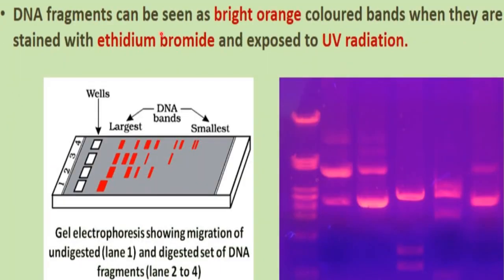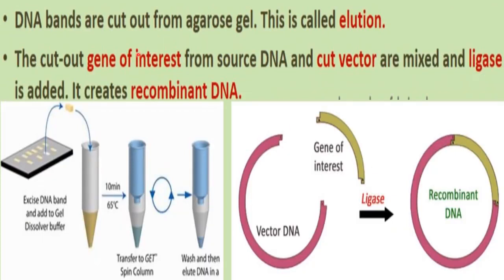Now DNA fragments can be seen as bright orange colored bands when they are stained with ethidium bromide. When we fill these wells with DNA, before that we stain the DNA with ethidium bromide, and when these ethidium bromide stained DNA are exposed to UV radiation, we can see these DNA fragments like this. Now DNA bands are cut from the agarose gel.